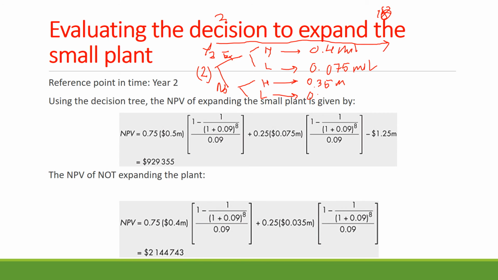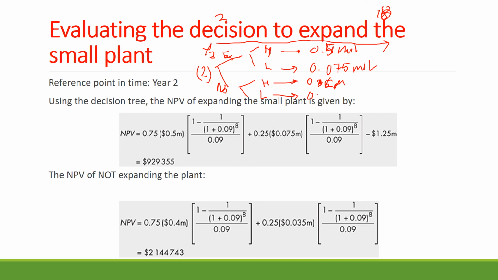Sorry, I mixed up the numbers here. So with the expansion decision for the high demand, we get 0.5. For the non-expansion for high demand, we get 0.4 per year.